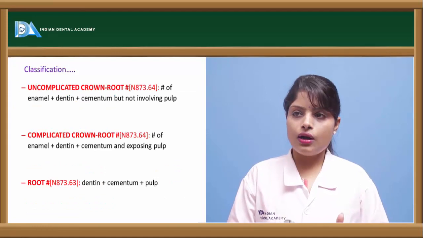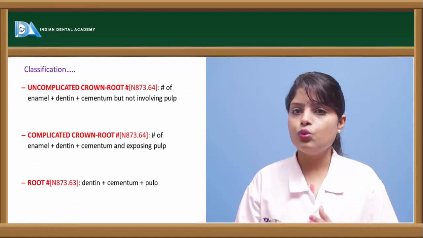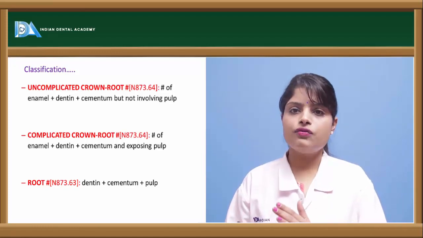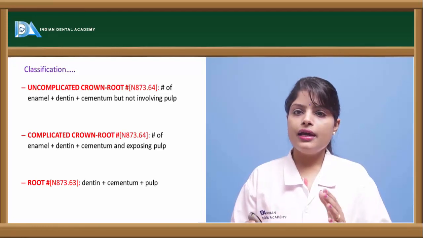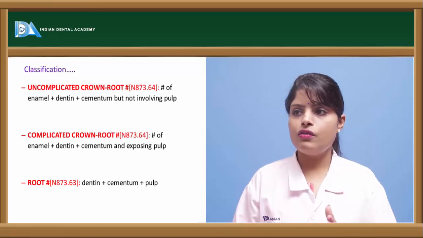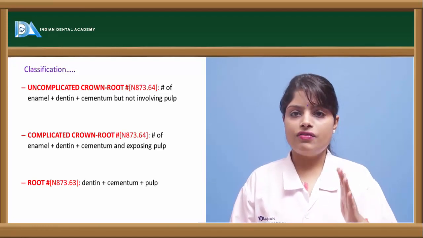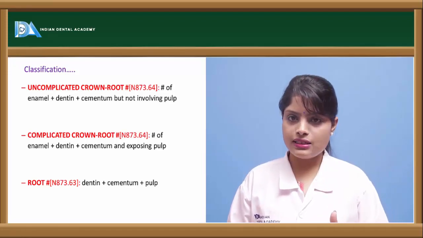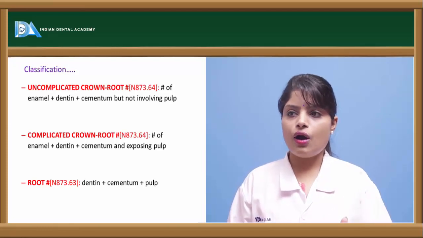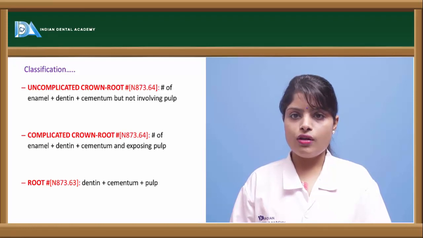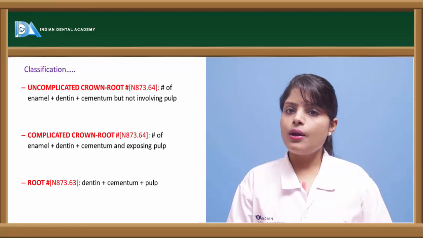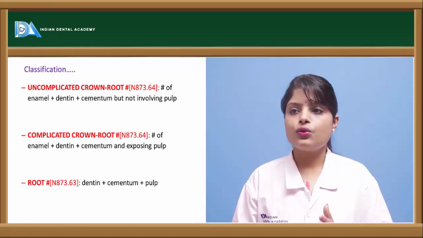Then comes the uncomplicated crown and root fracture, which belongs to the N873.64 class. So, it involves the enamel, the dentine and the cementum of the root, but not the dental pulp. That is, it is a fracture line that goes through the enamel, the dentine and the cementum of the root. Further comes the complicated crown root fracture, which involves enamel, dentine, pulp and cementum. That is, the root is also involved, but the pulp exposure is also there.